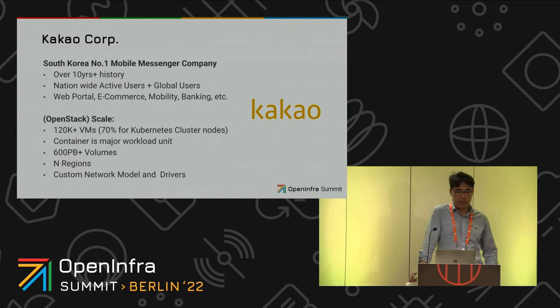The OpenStack scale: we have 150,000 instances in our data centers, and 70% of them are already for Kubernetes. Actually, 95% of our services have transformed into containers. So the container is a major workflow unit. We have 600 petabytes of volumes, quite large, and six OpenStack regions. For the scale, we developed our own network model.